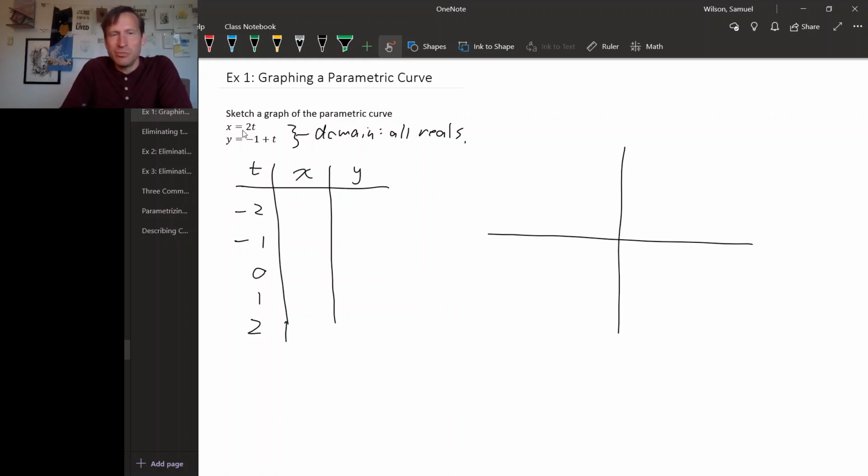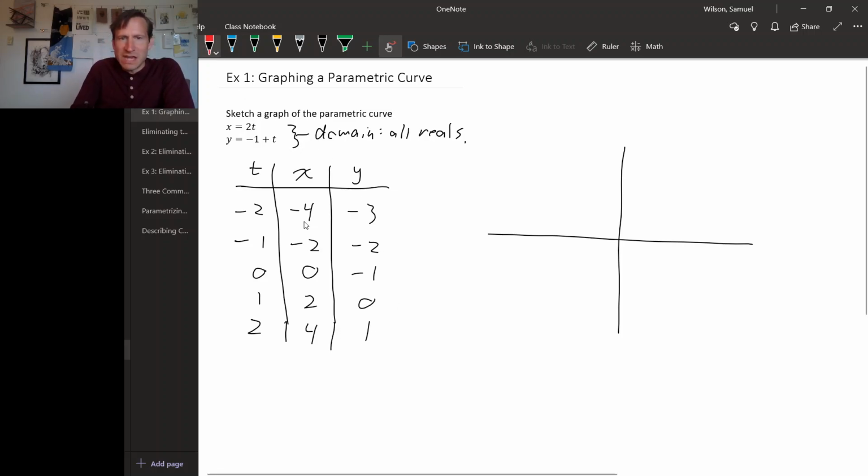So when t is minus 2, plug that into both of these equations. So for x, 2 times minus 2 is minus 4. And then for y, minus 1 plus negative 2 is minus 3. And then when t is minus 1, 2 times minus 1 is minus 2. And minus 1 plus negative 1 is minus 2. Okay, for t equals 0, x is 2 times 0, so that's 0. And y is minus 1 plus 0, that's minus 1. For t equals 1, we get 2 and 0. And for t equals 2, we get 4 and 1.